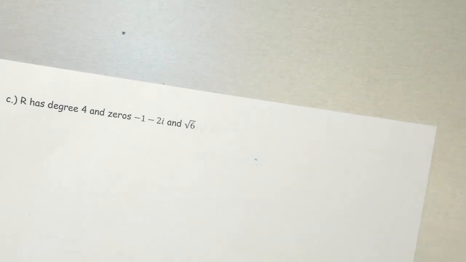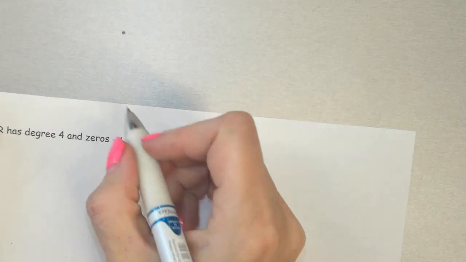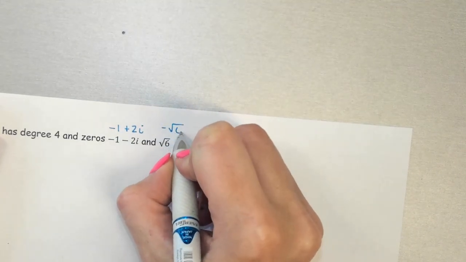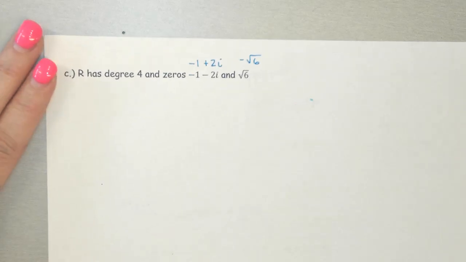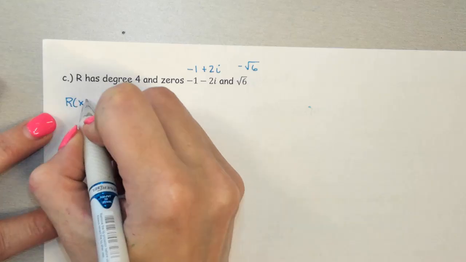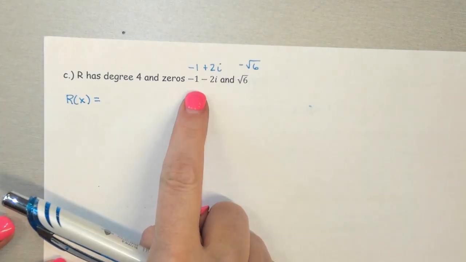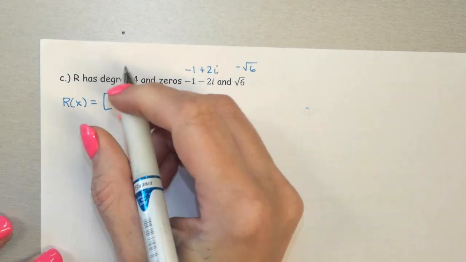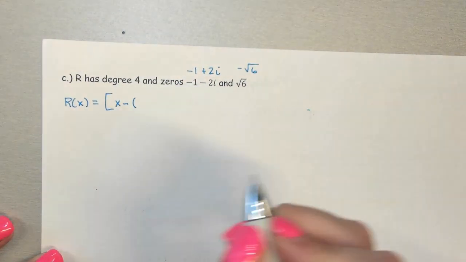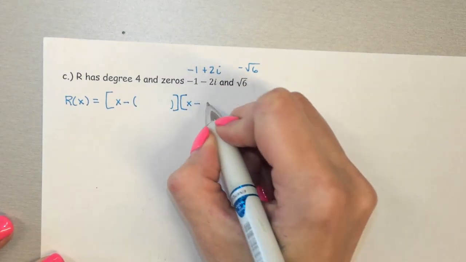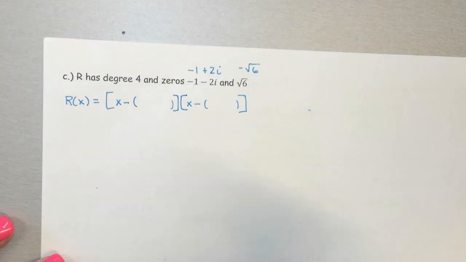All right, so they give you 2 zeros. You are going to have to write the other 2. So -1 plus 2i, and then -√6. When you are writing out this first step, this is r of x, keep the conjugates together. That's what you're going to want to multiply. So you have x minus, and then the 0 goes in the parentheses. x minus, the 0 goes in the parentheses.